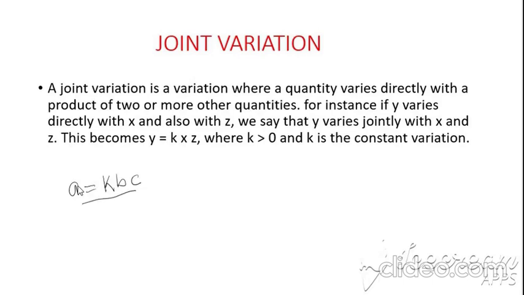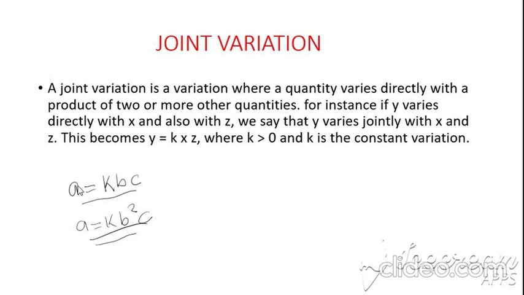And then you can have something like this: A varies directly as the square of B, and also with C. So you can have something like that. Then you're done. And then let's do another one.